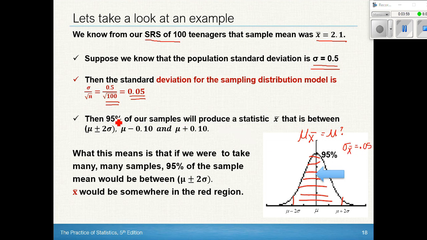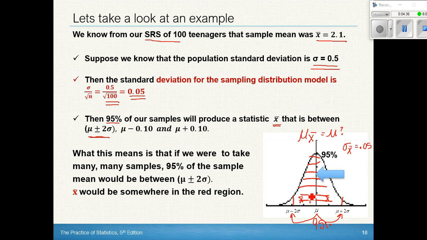Okay, now remember from your empirical rule that 95% of our samples will produce a statistic X bar. So when I go out and I take many, many samples and I put all of those samples here on my curve, 95% of the samples will be between two standard deviations above and below the mean. So remember, if I take mu and I add two standard deviations and I subtract two standard deviations, that is going to be about 95% of our curve, okay?